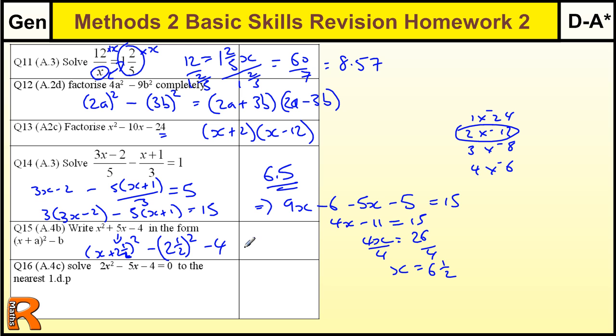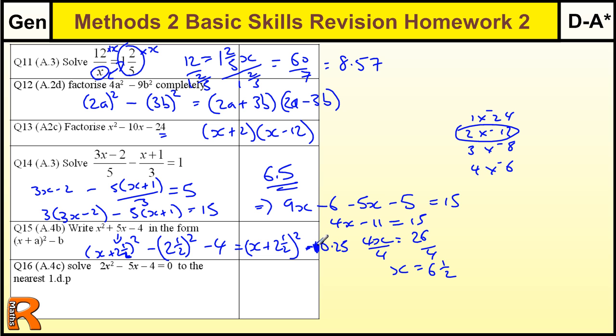So we just need to tidy that up a bit to get x plus 2.5 all squared, and then we've taken away 2.5 squared, which is 6.25. Take away another 4, it's going to be 10.25.